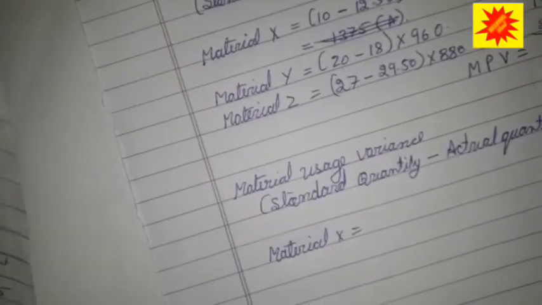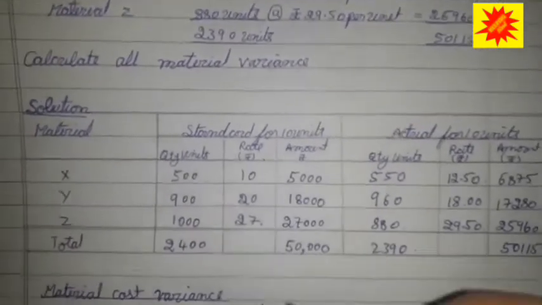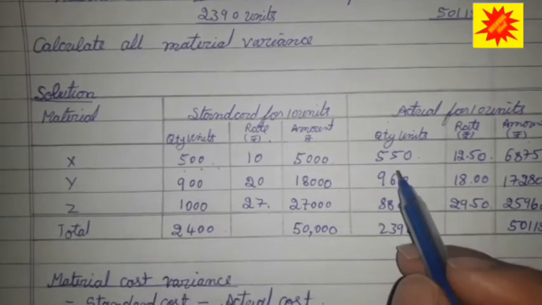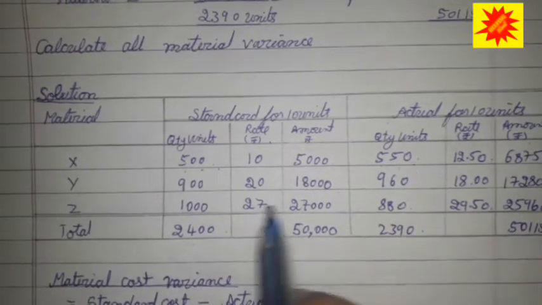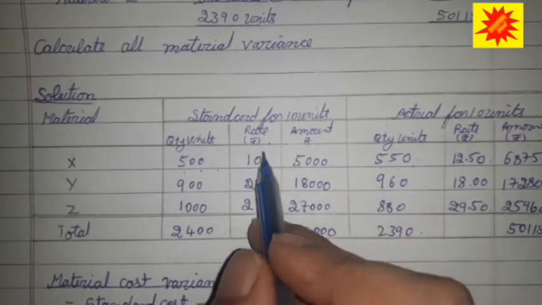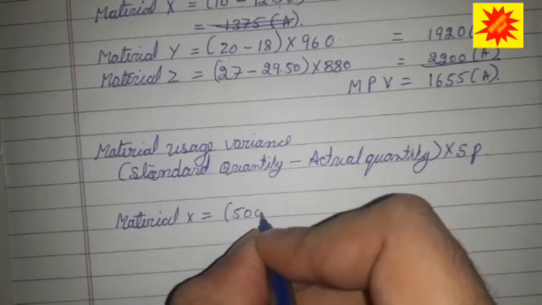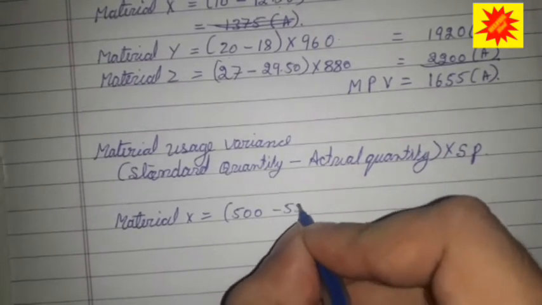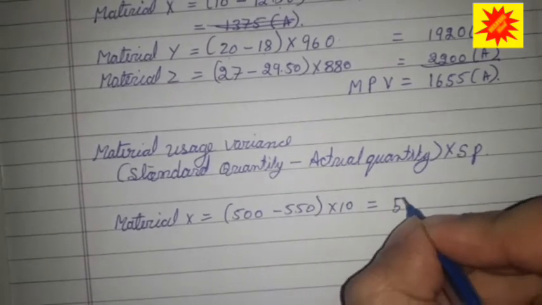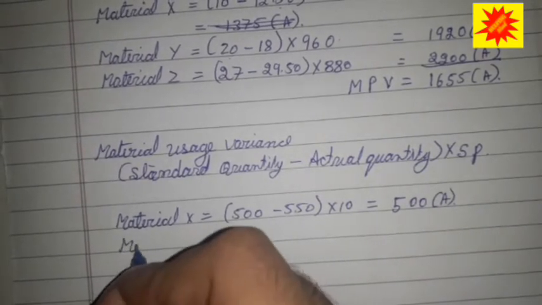So what is the standard quantity? That's what we have to see first, right? Standard quantity is 500 units. Okay. Actual quantity is 550 units. So 500 minus 550 into rate. Standard price is 10. So that is our first step. So 500 minus 550 into 10, which will give you, it is negative, right? So 500 adverse.